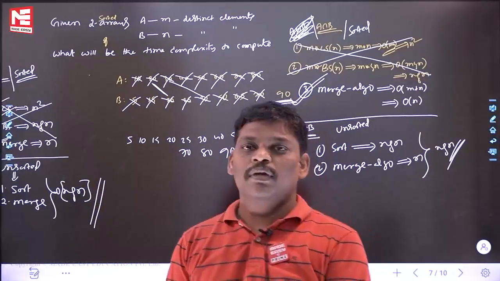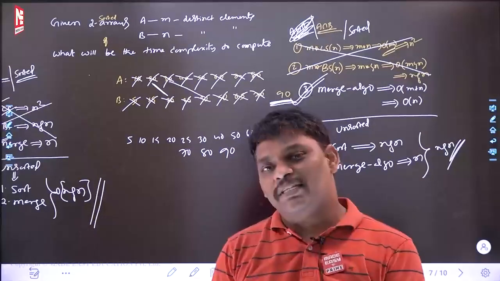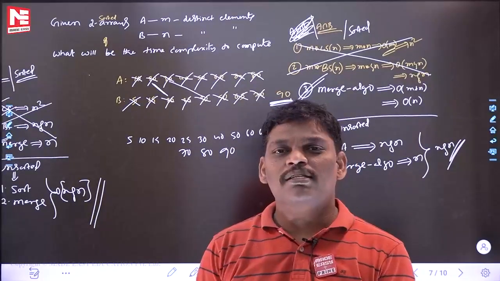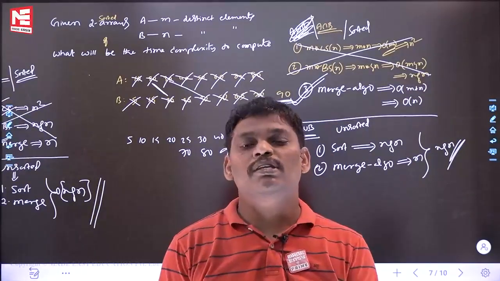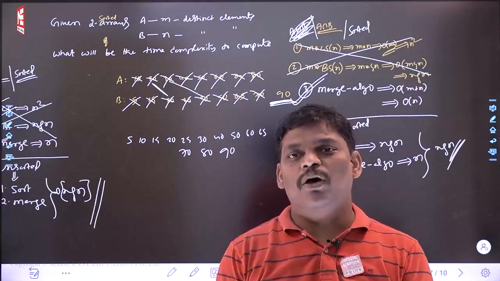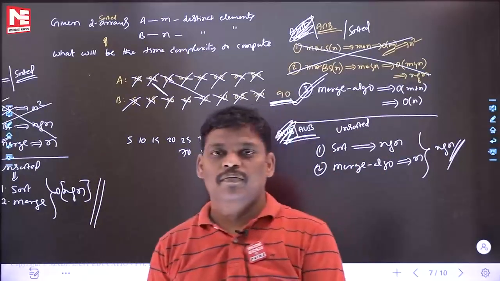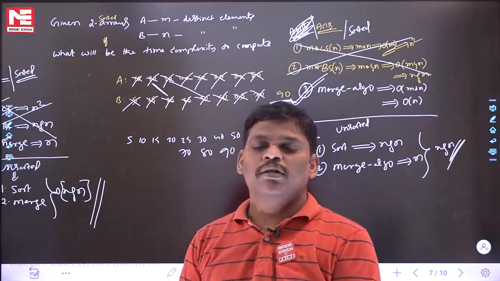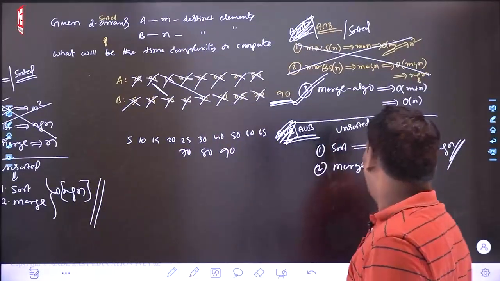N log n. If you want to talk in terms of m and n, sorted, what is the answer? M plus n. Unsorted, what is the answer? First you have to sort both of them. First one sorting m log m, second one sorting n log n, plus the next step. M and n are different; if both are equal, nothing there. That is the answer for this.